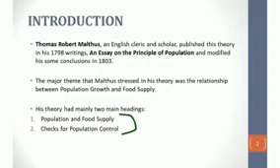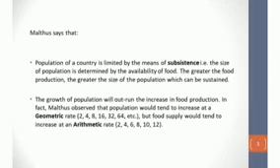Some of the arguments or highlights of the Malthus theory of population include the following: that the population of a country is limited by the means of subsistence. That is, the size of population is determined by the availability of food. The greater the food production, the greater the size of the population which can be sustained. He also argued that the growth of population will outrun the increase in food production.